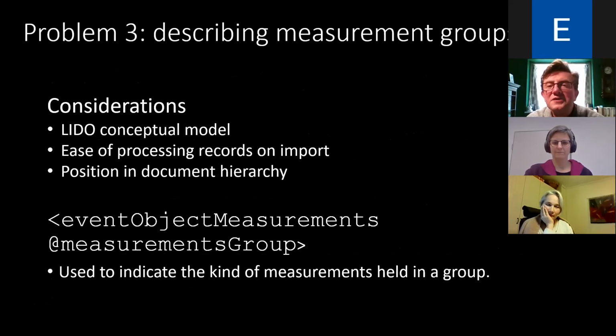After much discussion and sharing examples and use cases, the LIDO working group has therefore agreed to assign a new attribute to the high-level units of information that contain individual measurement fields. So in this case, the LIDO working group accommodated our needs by adding a new attribute in a new place.